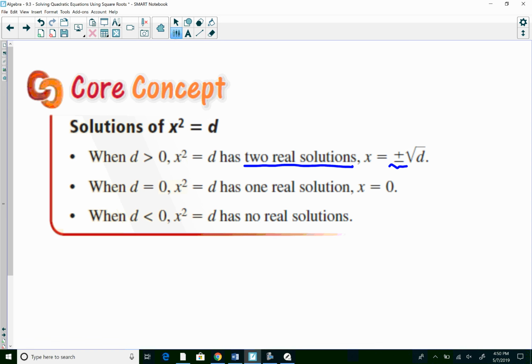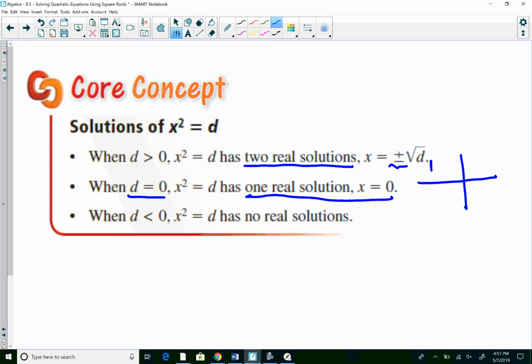Moving on, when d equals 0, you're going to have one real solution. If we think about it, remember when you had one real solution, the graph just hit the x-axis. And when d is less than 0, you have no real solutions.